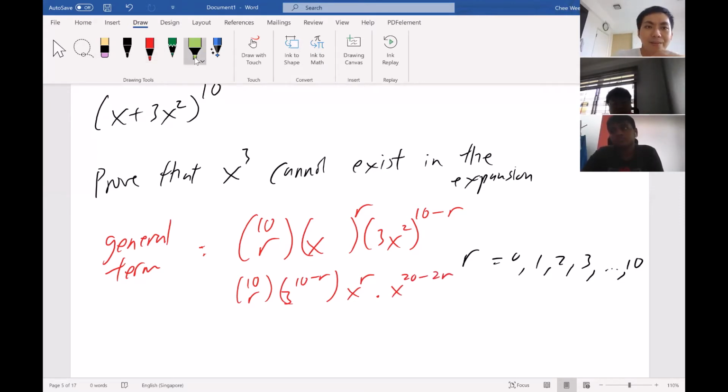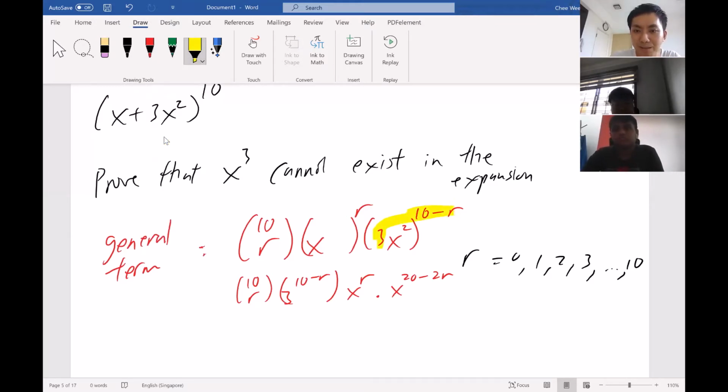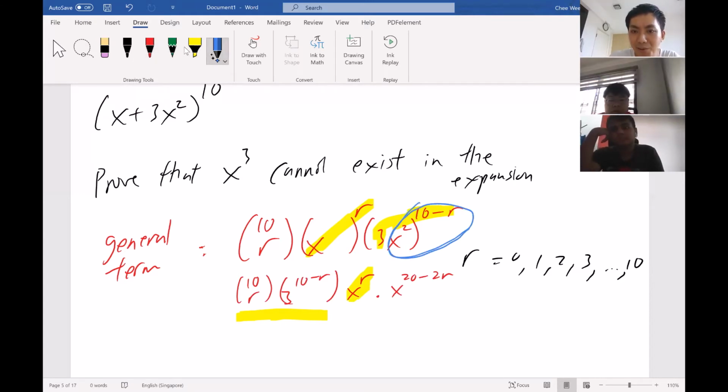Can you follow? Make sure you can follow first. If you're unclear of the algebra, say so right away. So this 3 to the power of 10 minus r, I took it out and combined it with the 10 choose r because they are all pure numbers. The x to the power of r is here. Then this x squared to the power of 10 minus r will give you x to the power of 20 minus 2r by laws of indices, which is here.